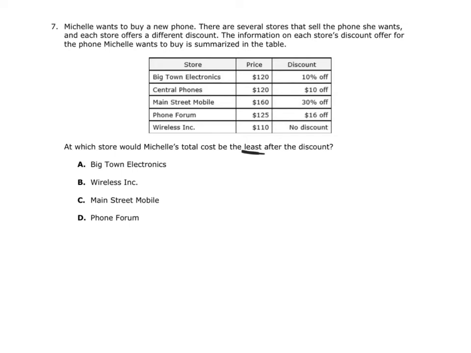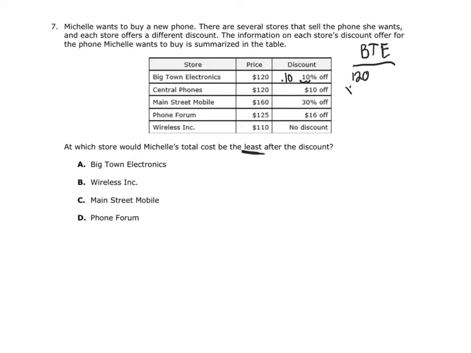So I'm going to go ahead and start with the first one, Big Town Electronics. I'm going to label this for y'all, BTE. We're going to do the work. It says $120 with 10% off. Anytime we're given a percent, we need to make it a decimal. To do that, all we have to do is move our decimal 2 spaces to the left. So it starts here, we go 1, 2 to get 0.10. We're going to multiply that by 120.